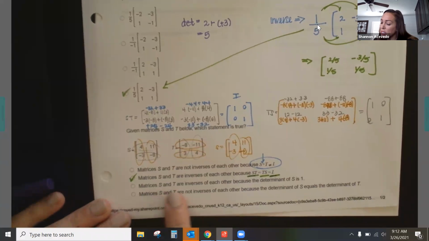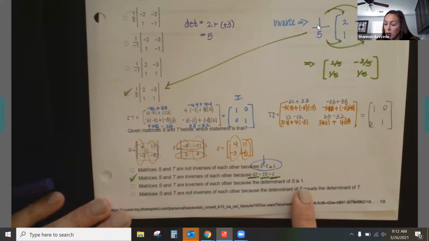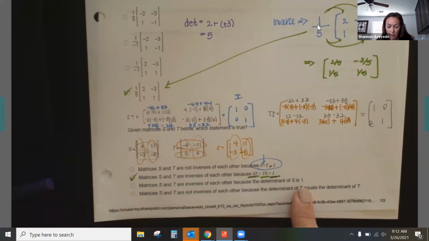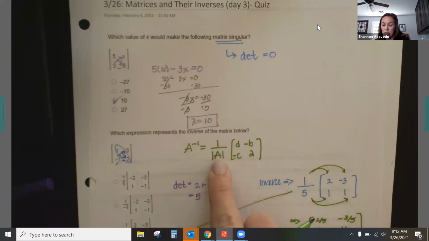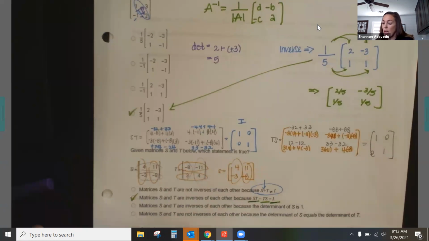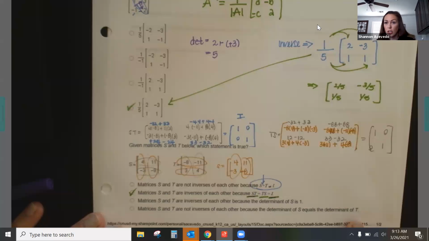It says matrices S and T are inverses of each other because the determinant of S is 1. That doesn't automatically make them inverses of each other just because that determinant is 1. Remember, the determinant is used to help us. Just because this is 1 doesn't make it an inverse. So that's not true. They are not inverses of each other because the determinant of S equals the determinant of T. That does not determine it either.